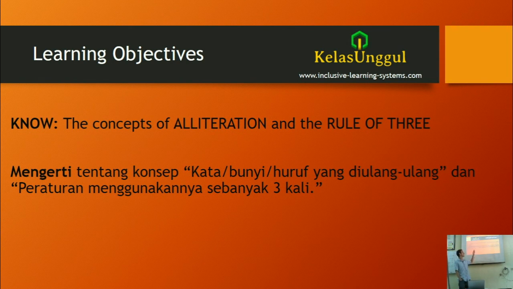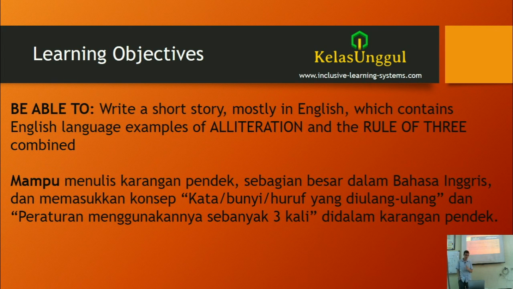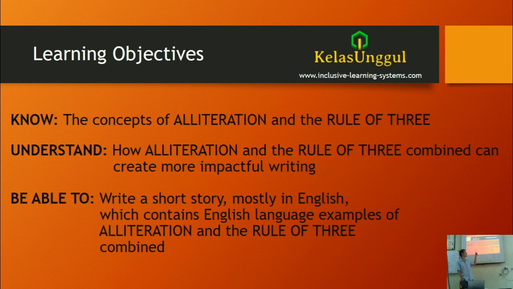Is to know the concepts of alliteration and the rule of three. Now this is used a lot in England, so that's why I said it's going to be quite challenging for you today. You're going to understand how alliteration and the rule of three combined can create impactful writing. I'll explain all this a bit later on as well. And finally, by the end of the lesson, you're going to be able to write a short story, mostly in English, which contains English language examples of alliteration and the rule of three combined. So, please, can you write down those 3 learning objectives in your book now, nice and neat?